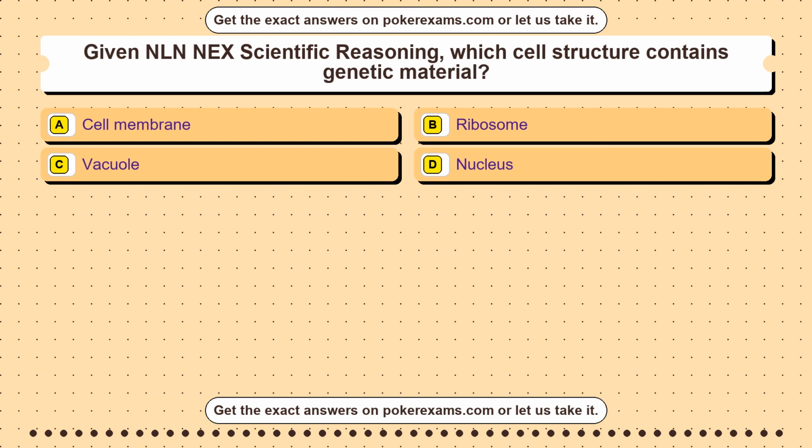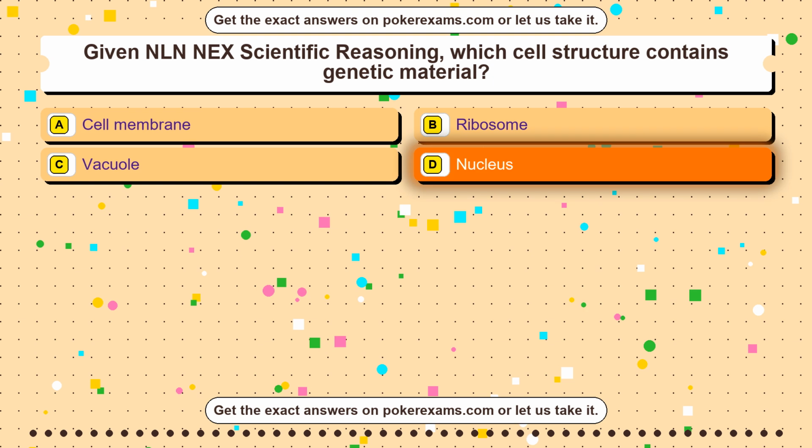Question 38. Given Get Science Practice Test, which point is on the y-axis? Option A, 5, 0. Option B, 3, 2. Option C, 4, 4. Option D, 0, 5. The correct answer is option D.